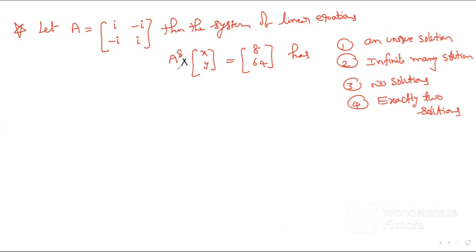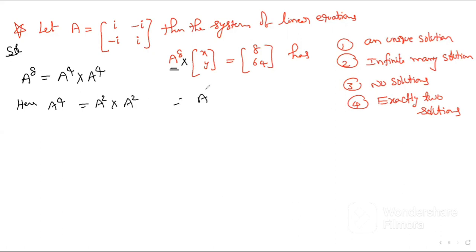First we have to find A to the power 8. How to find A to the power 8? A to the power 8 is nothing but A to the power 4 into A to the power 4. So here A to the power 4 can be written as A square into A square.